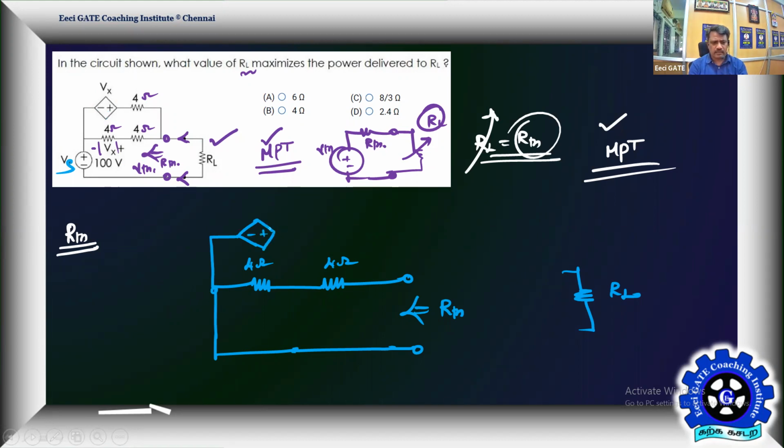Minus and plus. Then another 4 ohm resistor is there. Already I have given you somewhere the hint how to go for the Z Thevenin or R Thevenin. So this potential is given as what? Vx. Once you know the Vx, then straight away you know this potential. That's also going to be the Vx.